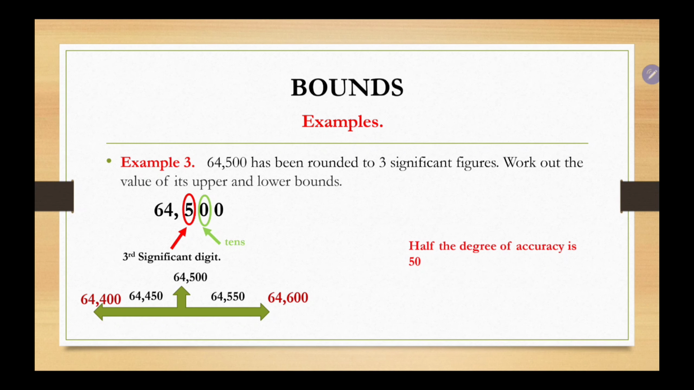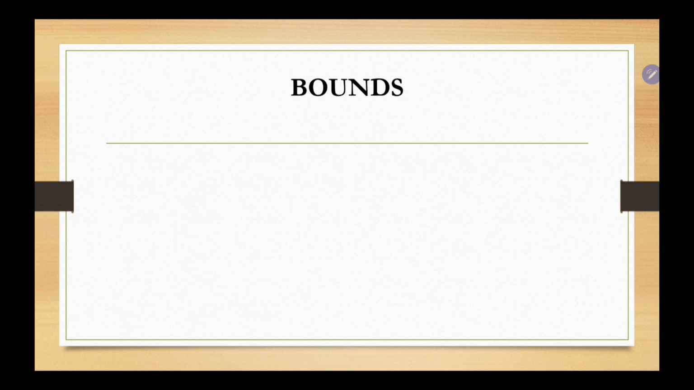Now we can as well use our degree of accuracy. And as I mentioned before, it's 100 divided by 2, which is 50. So we can simply add and subtract 50 from 64,500 to get our upper bound and lower bound. Let me know the method you prefer. Okay, let's take a look at the next example.